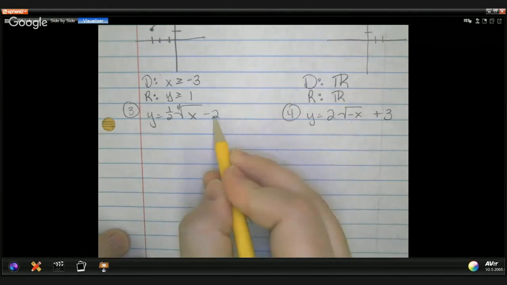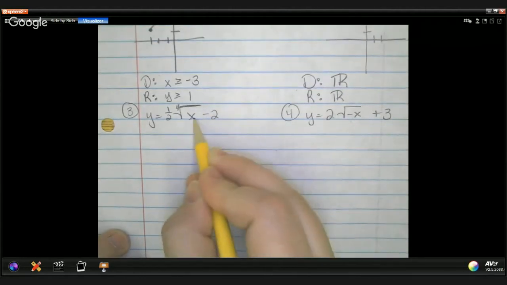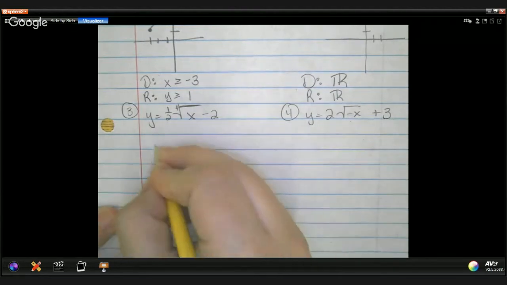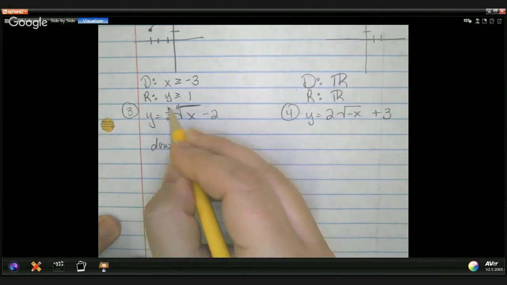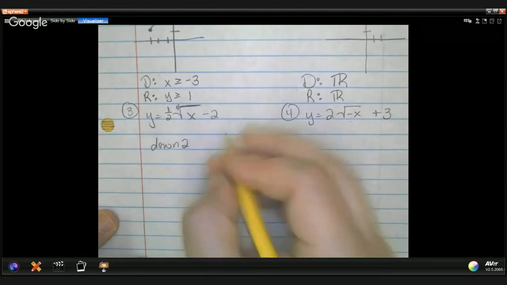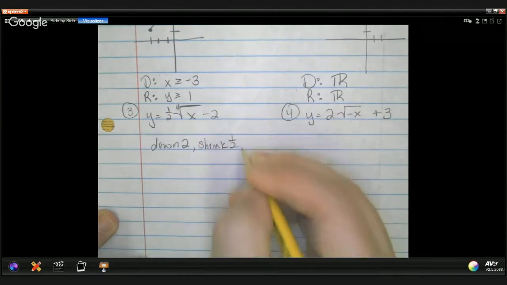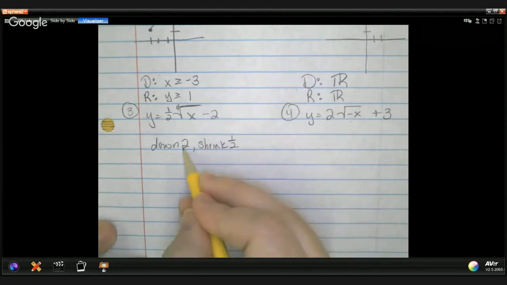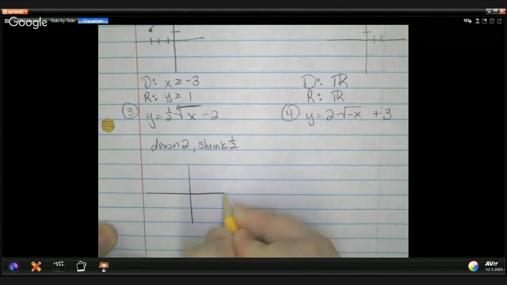So this negative 2 is not underneath this radical. You see this radical stops here. So I'm not going left or right. All I'm going is I'm going down 2. And this 1/2, this is a shrink of 1/2. And I don't really care if you get this part as much. I am more focused on if you can find out where the point is and what direction it's going in. So I'm just supposed to go down 2.